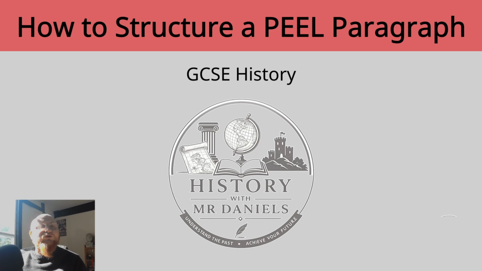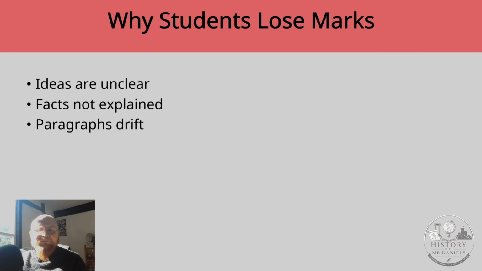Today we're going to look at how to structure a Peel paragraph. One of the biggest reasons that students lose marks in history isn't because they don't know the knowledge. It's because their ideas are unclear, their facts aren't explained, and the paragraphs tend to drift. People tend to write as much information down as they can. They sort of info dump, as it were, and they try to get as much onto the paper as they can possibly. But there's no real structure to how they're actually writing their answers.